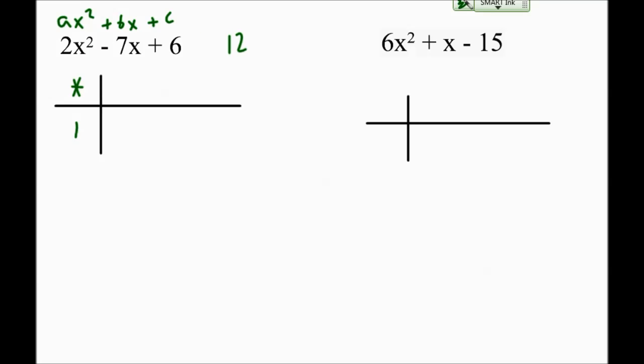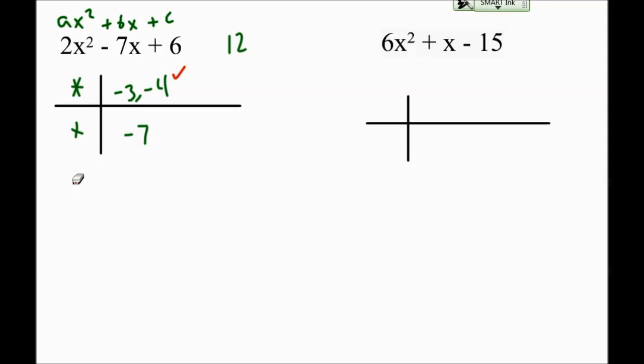Then I'm going to make a table. In this table, I'm going to try to find the factors of 12 that add up to be -7. Well, hint, it's going to be two negative numbers, because a negative times a negative is a positive, and a negative plus a negative is a negative number. So let's see. I'm going to try -3 and -4. Well, -3 times -4 is 12, and -3 plus -4 is -7. So these factors fit the bill.